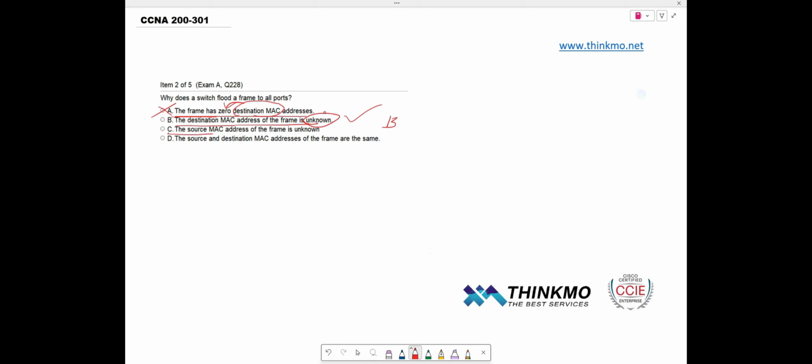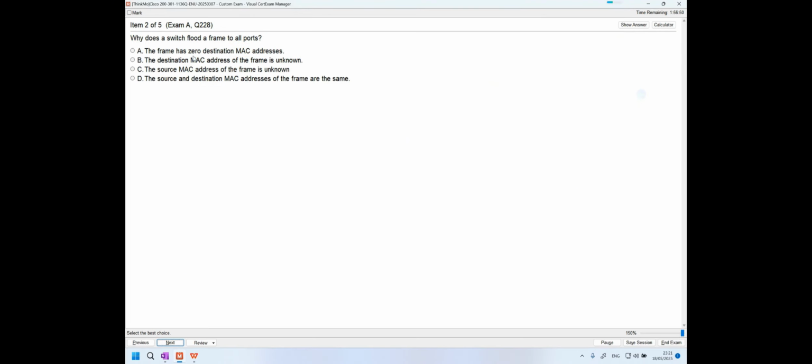Now let's look at the next 2 options. They mention the source MAC. But the source MAC isn't used to make this decision no matter what the source MAC is. These options are all wrong. It says if the source MAC is unknown, it will be flooded. That's incorrect. Then it says the source and destination MAC are the same. These 2 are the same. Well, that's even more unreliable. So for this question, choose B.